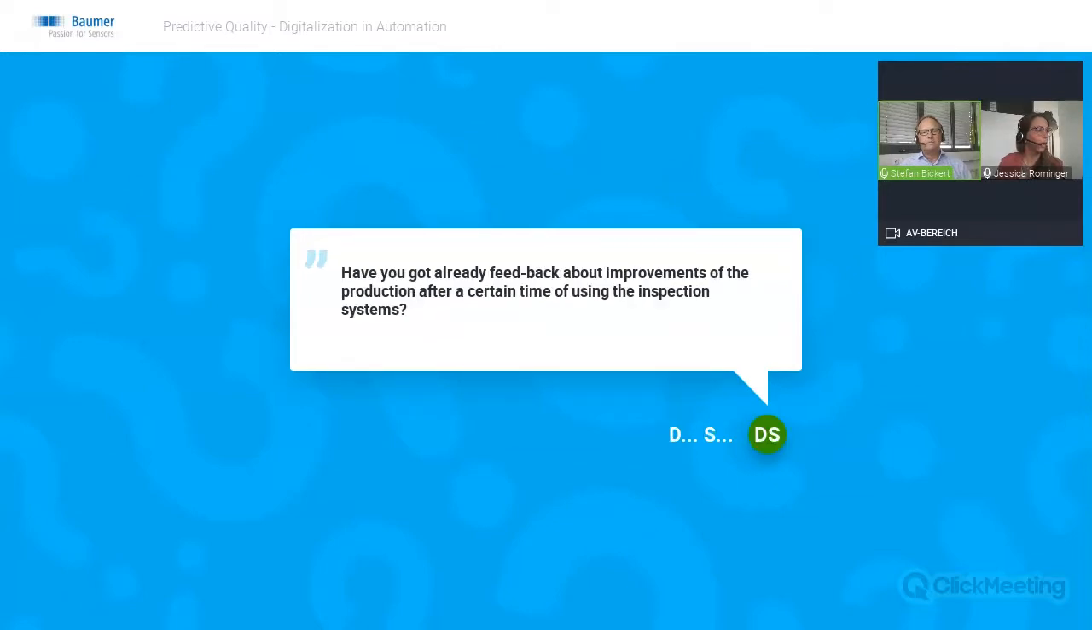Okay. Have you already got feedback about improvements of the production after a certain time of using the inspection systems? Yes. Unfortunately, we cannot disclose that, but we know we have customers. The important thing is they could drive their production into quality production. How can I say that right?